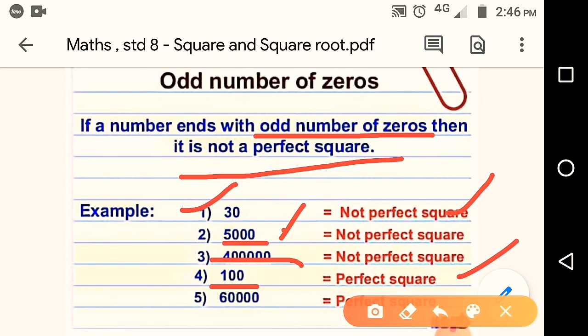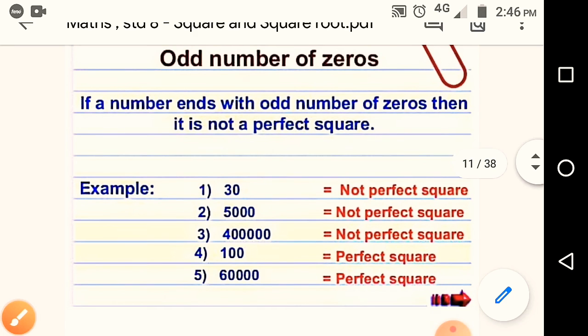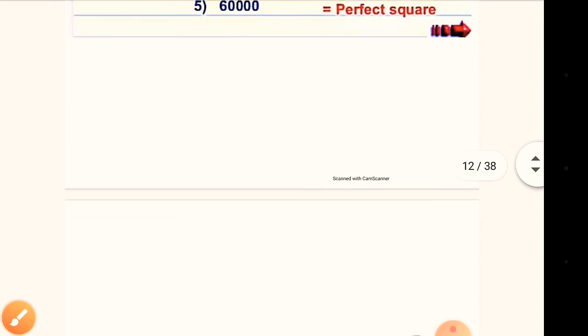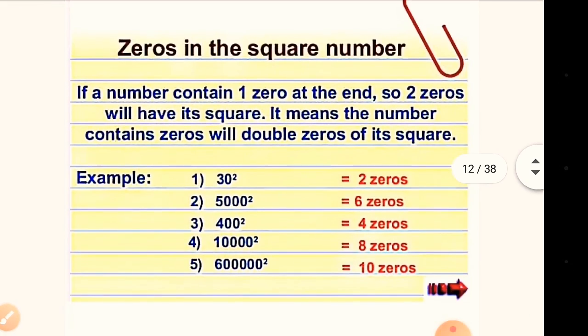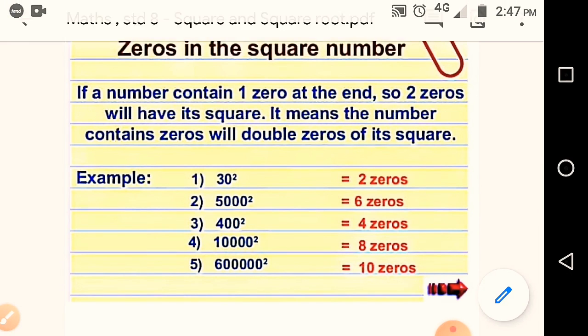5000 has 3 zeros. 3 means odd. So this is not a perfect square. So if the zeros are odd, the number is not a perfect square. If the number of zeros at the end is even, then the number is a perfect square. So this was about the odd and even rule. Now we will see zeros in the square number.